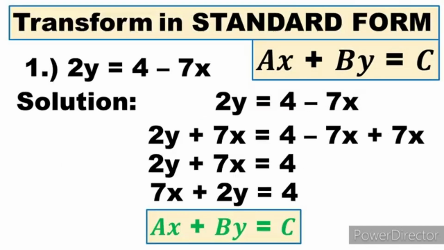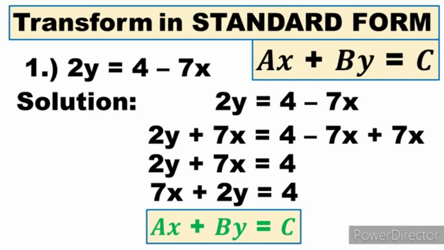Okay, this time, ita-transform natin ang linear equation sa standard form into the form of ax plus by equals c. Okay, number 1. 2y equals 4 minus 7x. Okay, so hindi siya nakaayos sa standard form. Okay, susundan natin yung equation na ax plus by equals c. Dapat yung may mga variable na x and y ay nasa left side ng equation at ang constant ay nasa right side ng equation. Sa example natin, okay, ang 7x is nasa right side. So, kailangan natin siyang ilipat doon sa left side. Okay, kailangan natin tanggalin ang negative 7x sa right side.